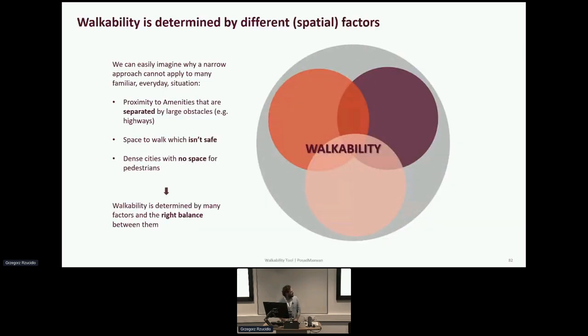And the reason for that is because we can easily imagine that a narrow approach to what walkability is could lead to situations where you can measure walkability by proximity to amenities, but have those amenities distanced from you by a large obstacle such as a highway. Would a neighborhood be considered walkable in that situation?